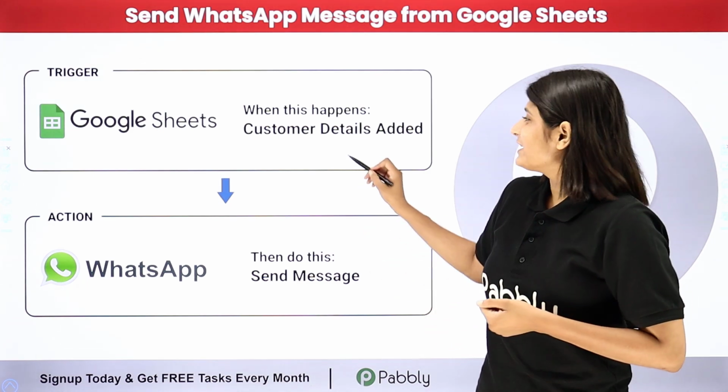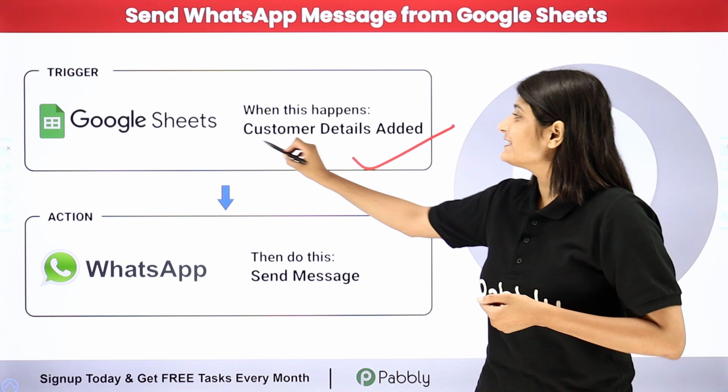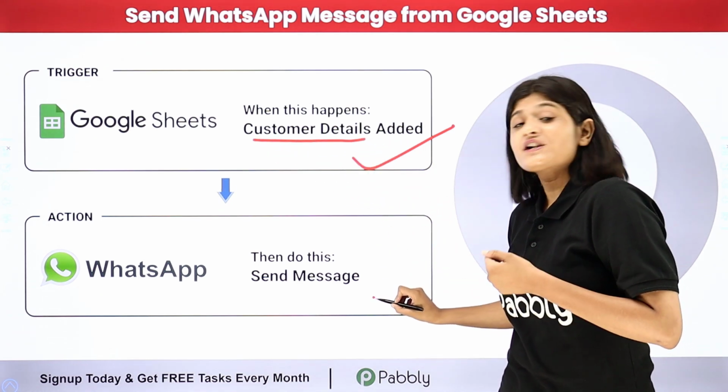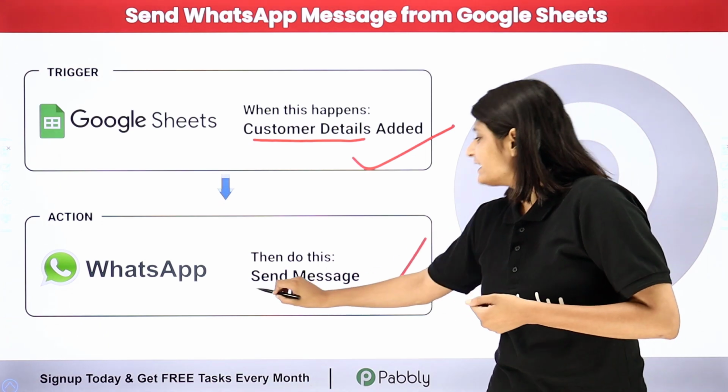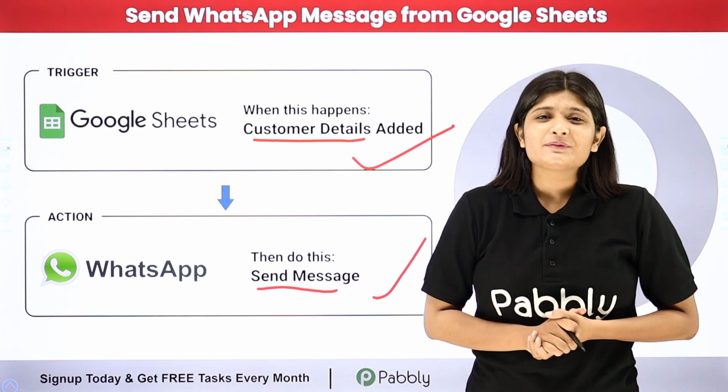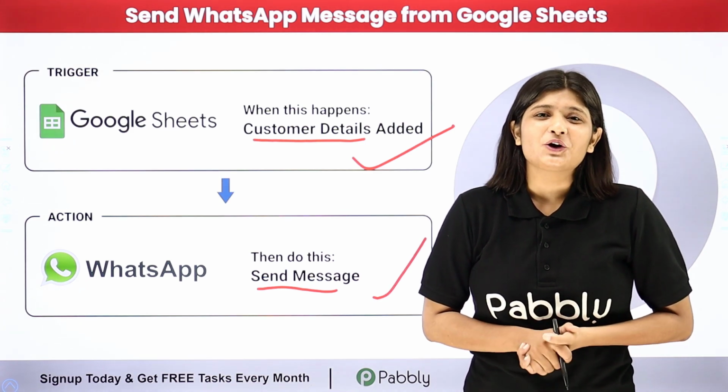Here in my trigger application, I will take Google Sheets where the details of the customers are maintained, and in my action application, I will take WhatsApp Cloud API where I will create message templates and send to all my customers. If you want to learn this amazing automation step by step, let me take you all to my screen.